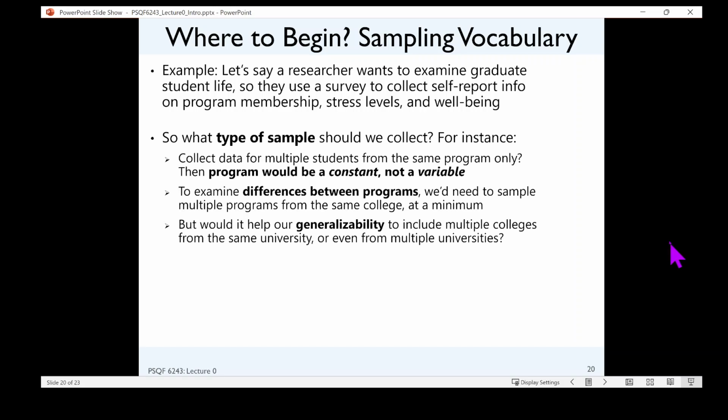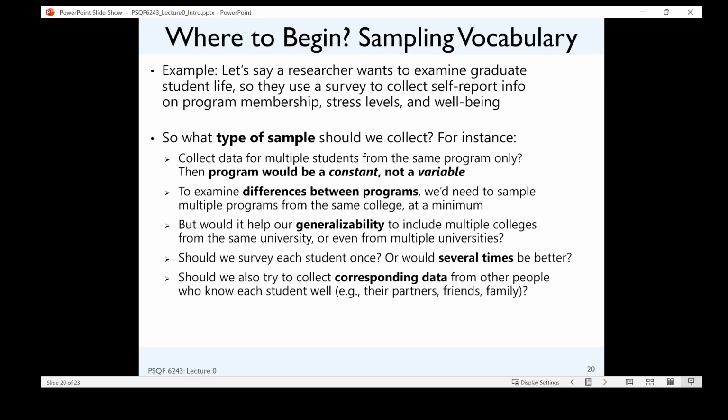So we have to first decide what kind of sample you want to collect. So for instance, if you decided to sample only one academic program, then program would not be a variable, it would be a constant. To examine differences between programs, we'd need to sample multiple programs from the same college at a minimum, but it would probably be better to help generalize the results back to a broader population if we included multiple colleges from the same university or even multiple universities.